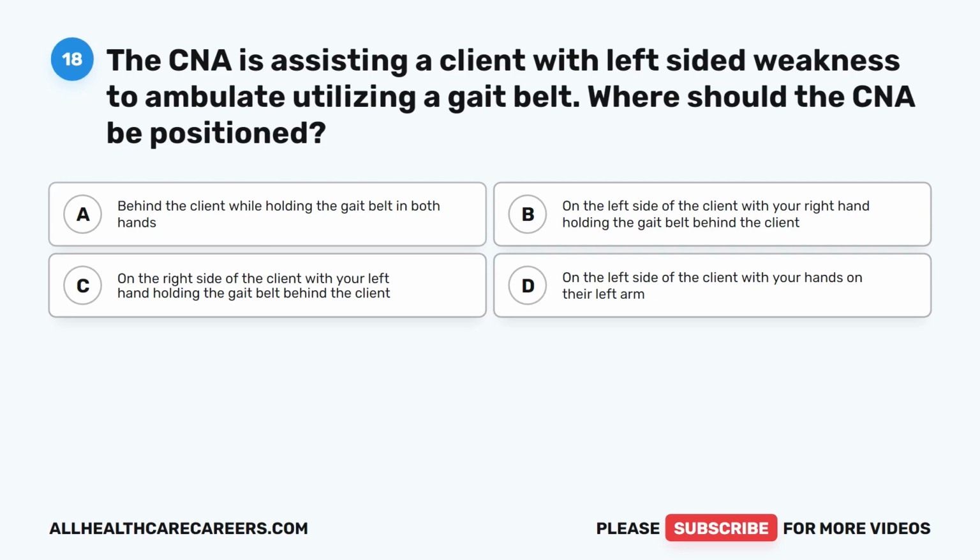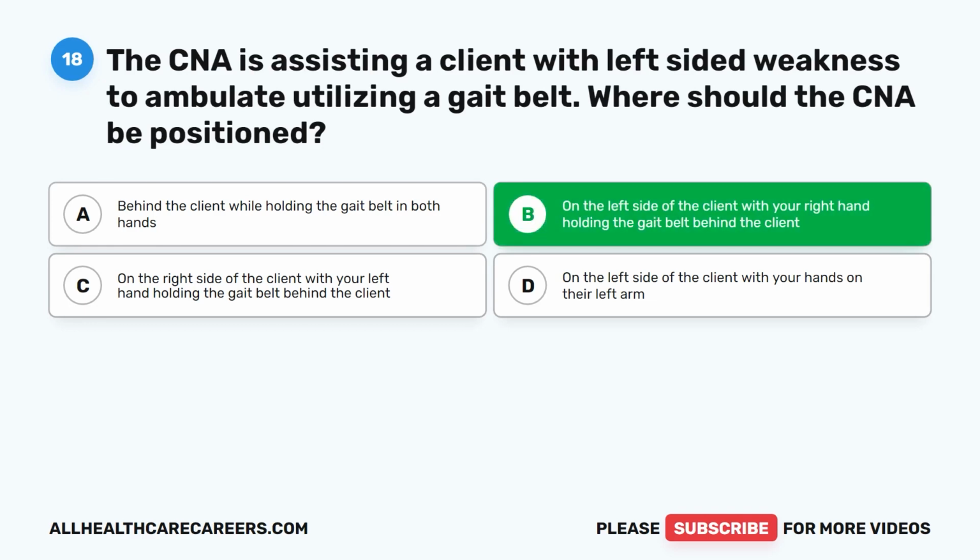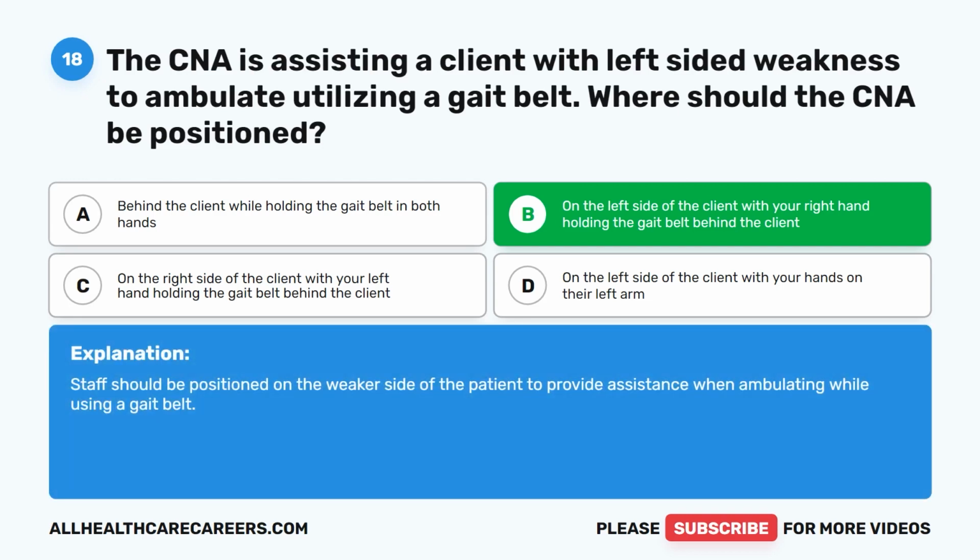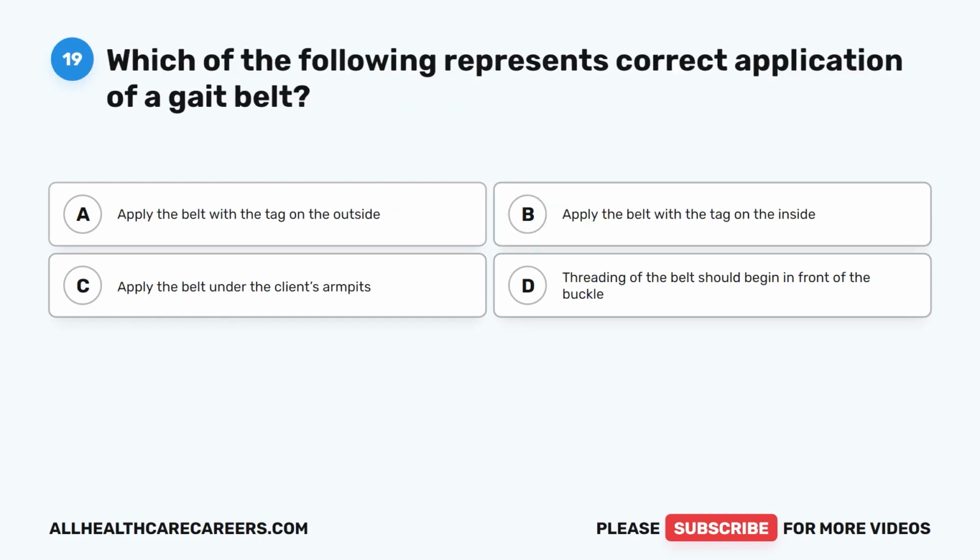The correct answer is B. On the left side of the client with your right hand holding the gait belt behind the client. Staff should be positioned on the weaker side of the patient to provide assistance when ambulating while using a gait belt. Question 19. Which of the following represents correct application of a gait belt?